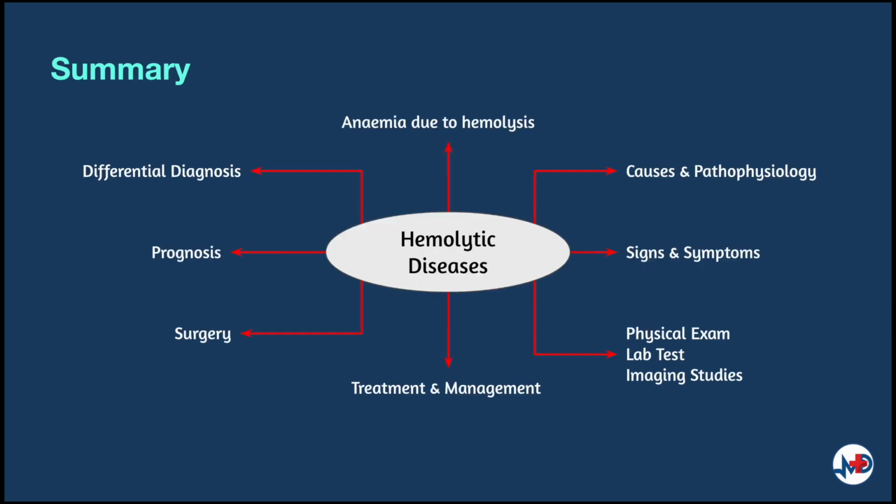We have looked at hemolytic diseases, which is anemia due to hemolysis, and this can be divided into intravascular and extravascular hemolytic anemia. We have looked at the pathophysiology and the causes, the common signs and symptoms that we expect to see if there's hemolysis, which is jaundice, as well as anemia. The common lab tests and imaging studies that are carried out not only to diagnose but also to assess the severity of the disease. The mode of treatment, which also includes medical and surgical approaches of therapy. And finally, the prognosis of hemolytic diseases.